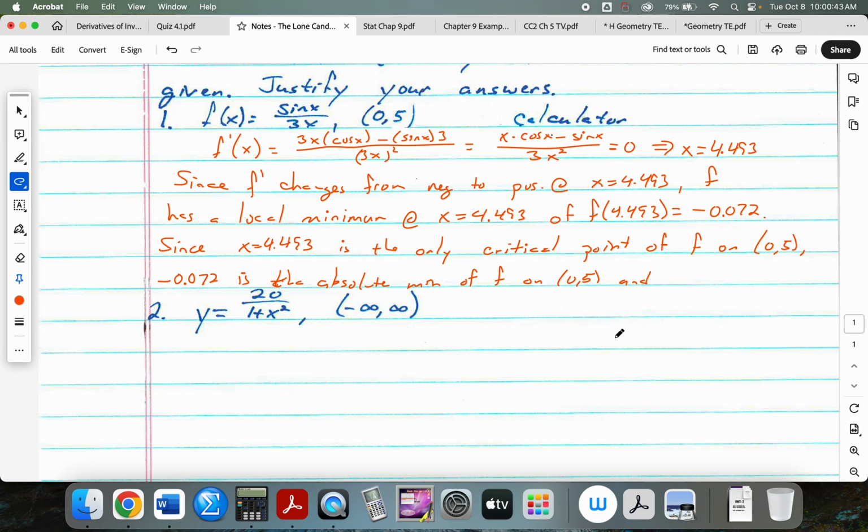And we can also say at this point that because of the end point of this interval, there's a hole in the graph there, basically, right? Because we don't include 0 and we don't include 5, f has no absolute maximum.